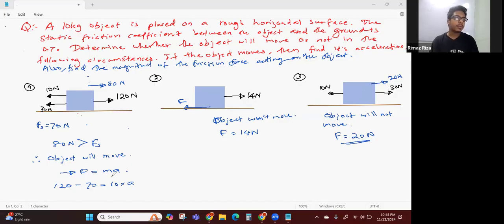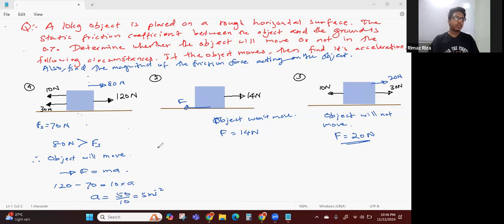So here please remember we are finding only the initial moment when the object starts to slide. Because after a very short time, what happens? This friction force will change. Therefore, acceleration will change. I'll explain. First, I will find the value for the acceleration. 120 minus 70 is 50, over 10 equals 5 meters per second square. So at the very initial moment when it starts to accelerate, the acceleration is this.